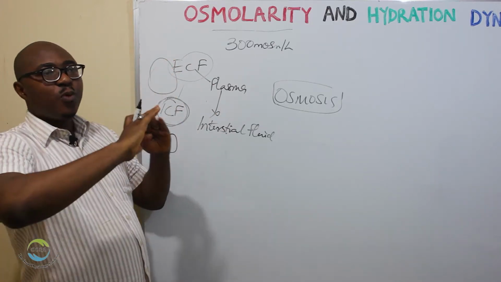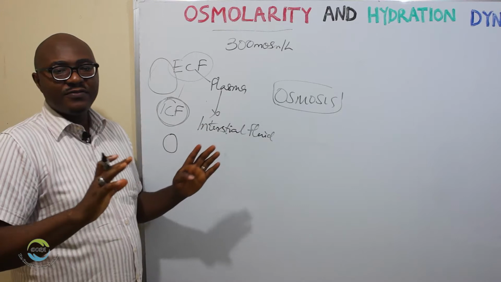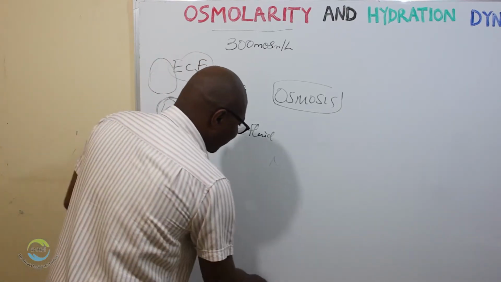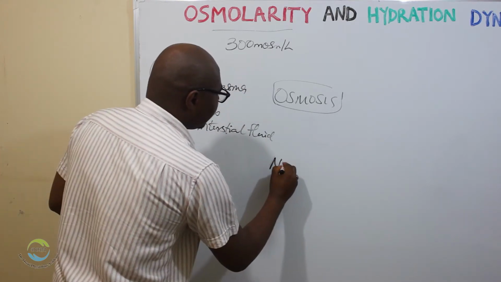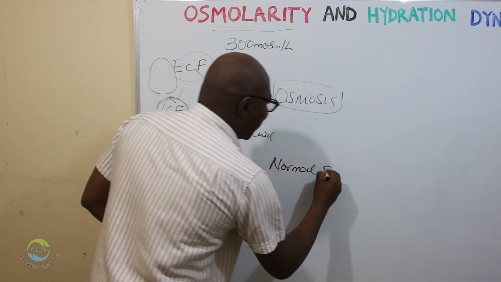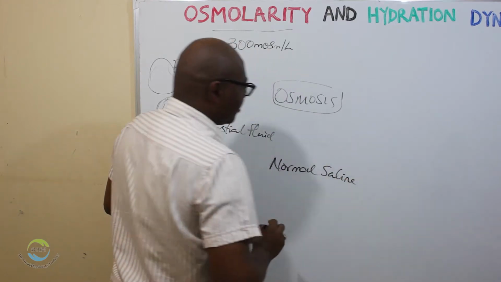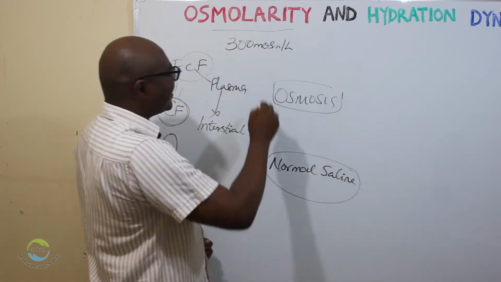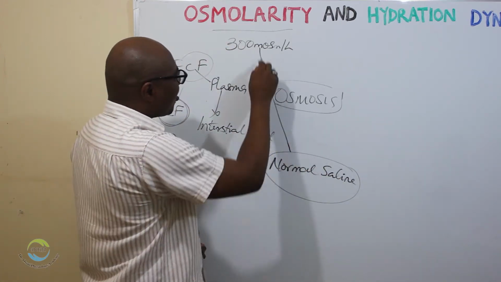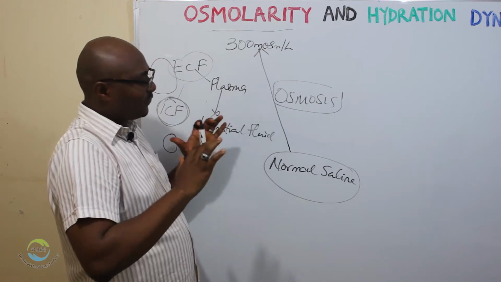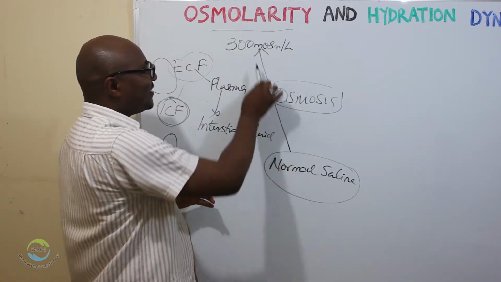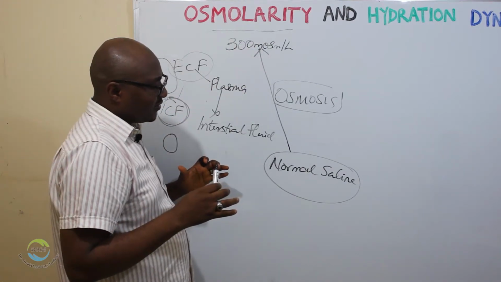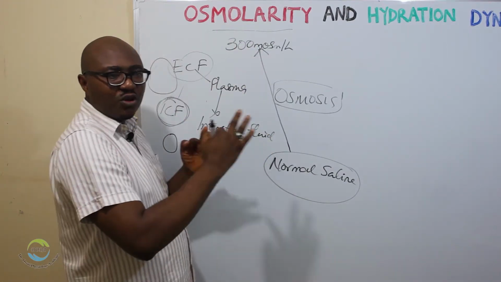Because there's the most popular infusion you give, we call it normal saline. Okay? Normal saline means that it has an equivalence of the osmolarity of the body fluid. The osmolarity of this normal saline is equivalent to this, so that it doesn't change the osmolarity of it. Okay? So it's a mixture of salt and water.